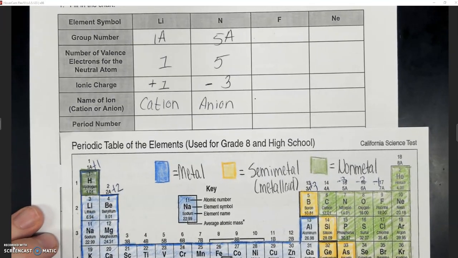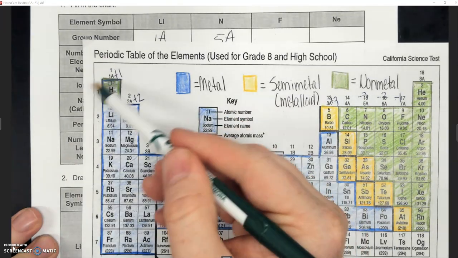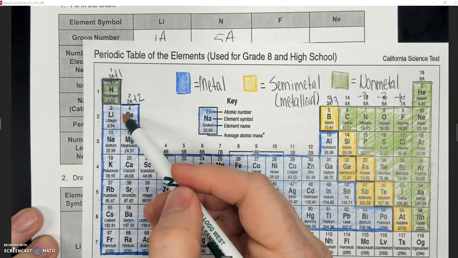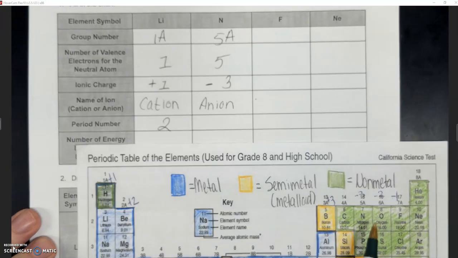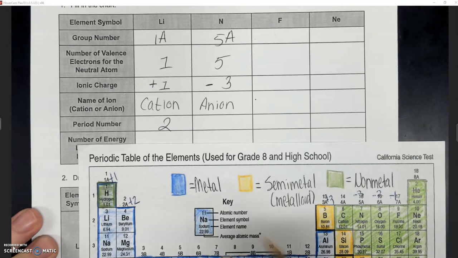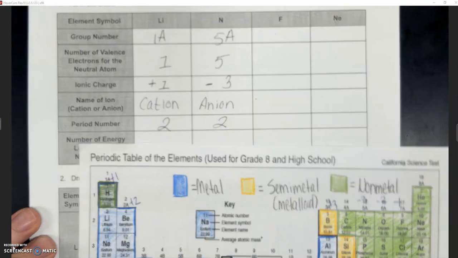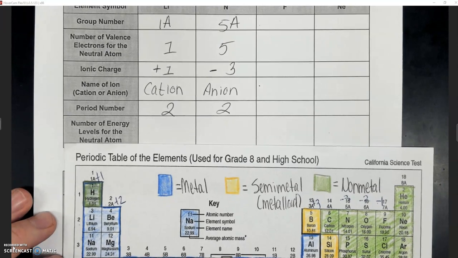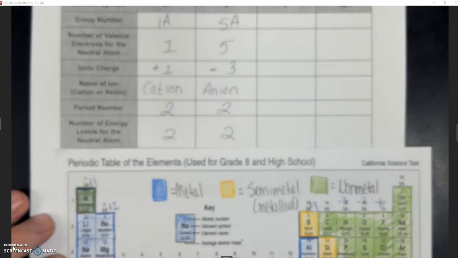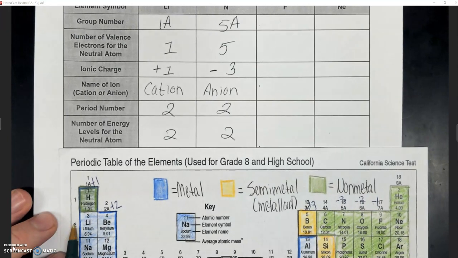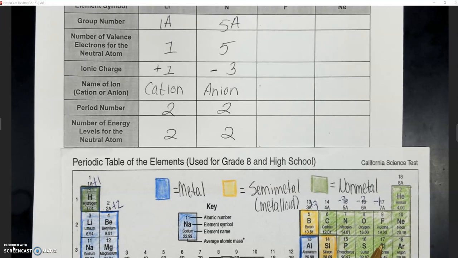Period number. Remember, periods are the numbers running along this side of the periodic table. Okay, lithium is in period 2. And lo and behold, so is neon. It's also in period 2. Number of energy levels. Guess what? The number of energy levels is the same as the period number, ladies and gents. It is literally that easy. So it's 2 and 2. If it's in period 2, it's got 2 energy levels, or 2 rings. If it's in period 3, it's got 3 energy levels, or 3 rings.